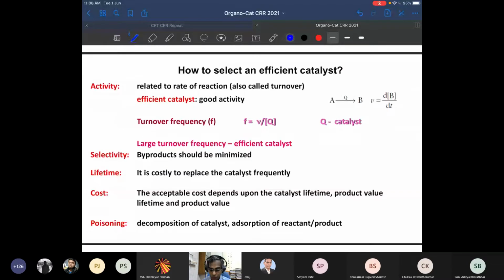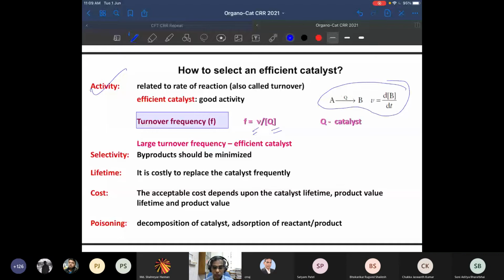How do I find a catalyst? How do I select a catalyst? There are a few things that we need to remember. One is activity: how efficient the catalyst is, how good the catalyst is. On the right-hand side, I have given you the rate of the reaction, how you follow how efficiently it catalyzes. One thing we use is the turnover frequency, the TOF. That is the rate of the reaction divided by the concentration of the catalyst. That's what we call the turnover frequency.